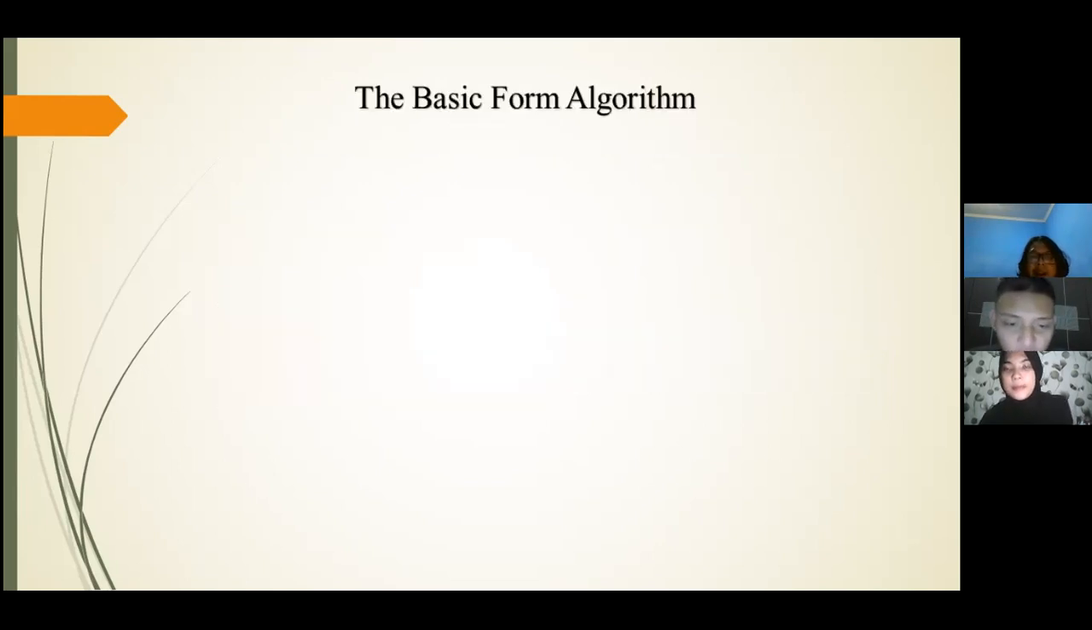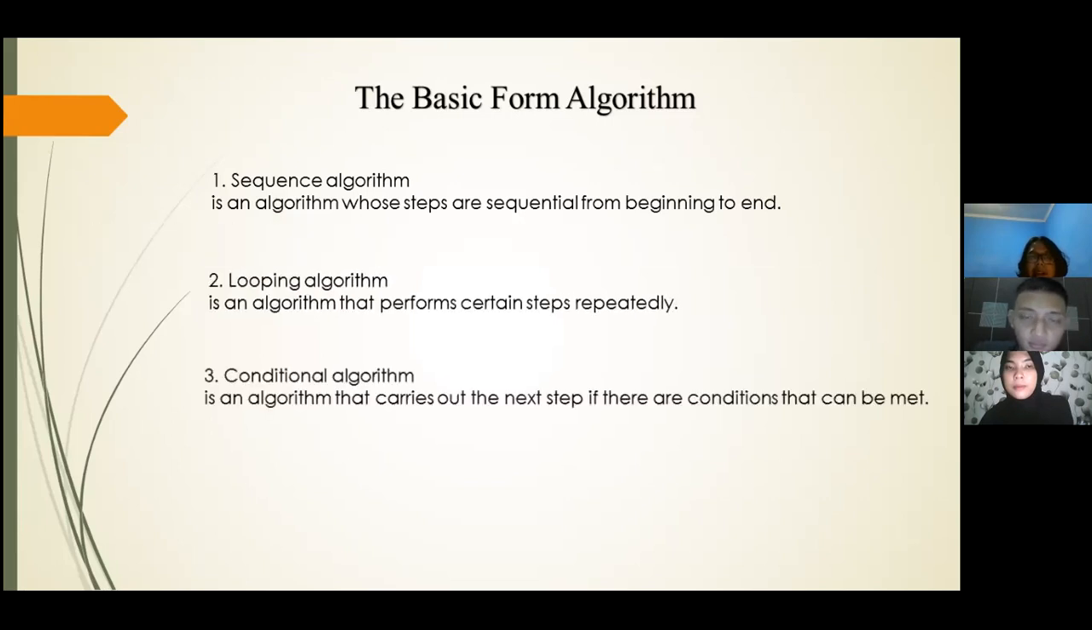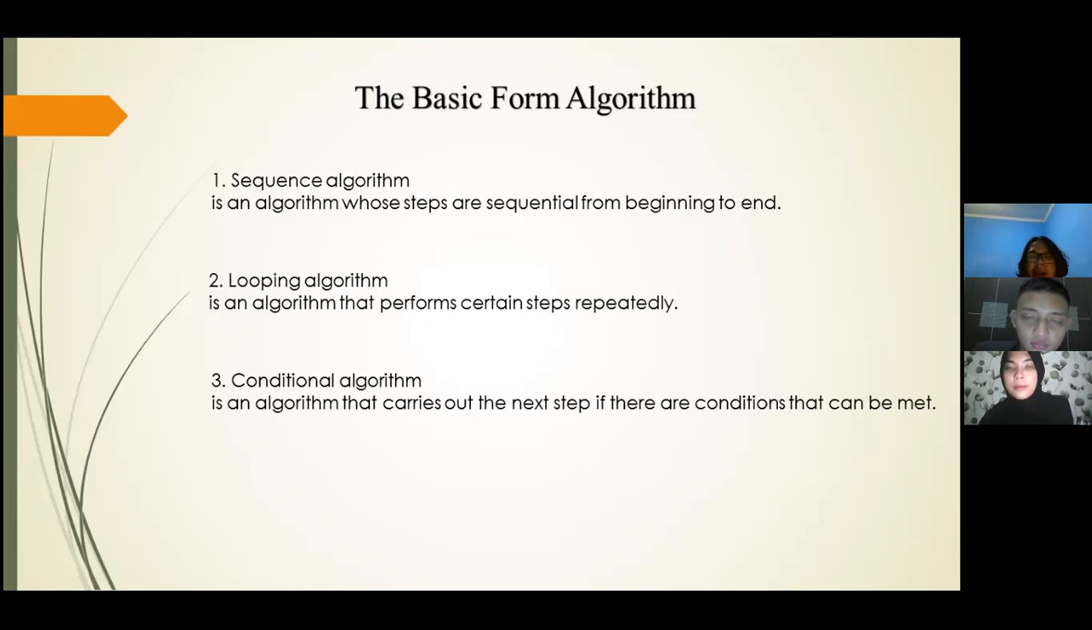The basic from algorithm. The first, sequence algorithm, is an algorithm whose steps are sequential from beginning to end. The second, looping algorithm, is an algorithm that performs certain steps repeatedly. The third, conditional algorithm, is an algorithm that carries out the next step if there are conditions that can be met.